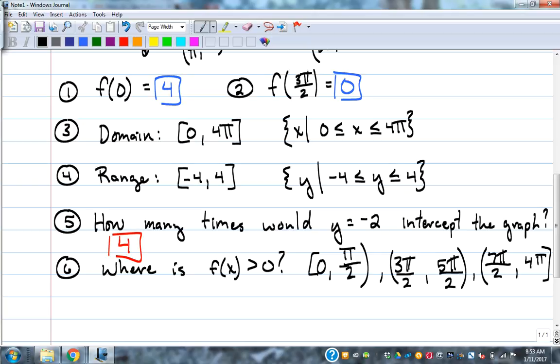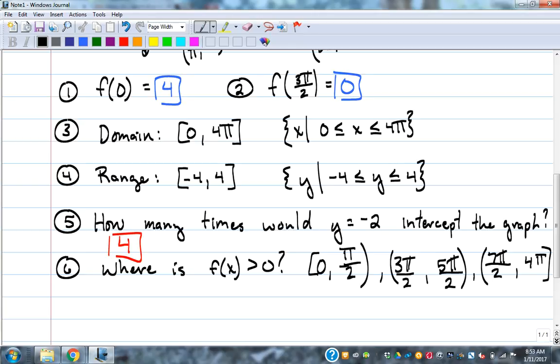So you've got 3 interval notations here for where the y values are greater than 0. So you're going to look at the y values, but you're going to report the x values. That's what you're going to do. The y values are what's happening. The x values are where it's happening. That's the key to those types of problems.